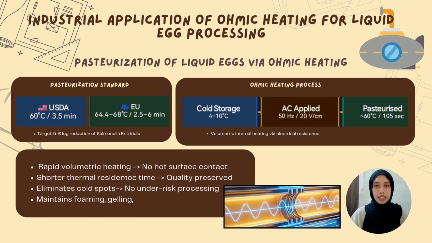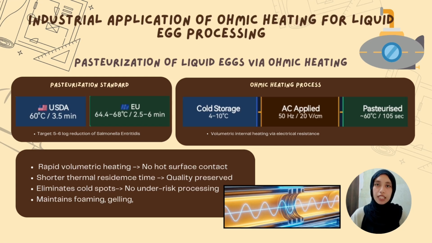This is where ohmic heating offers a better alternative. Instead of relying on an external hot surface to transfer heat, ohmic heating generates heat directly inside the product itself through electrical resistance. During processing, alternating current at a standard frequency of 50 Hz with a voltage gradient of around 20 volts per centimeter is applied directly to the liquid egg.